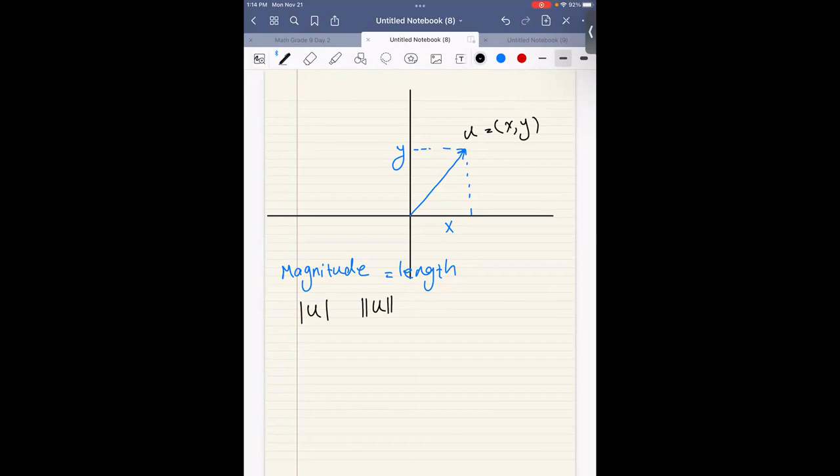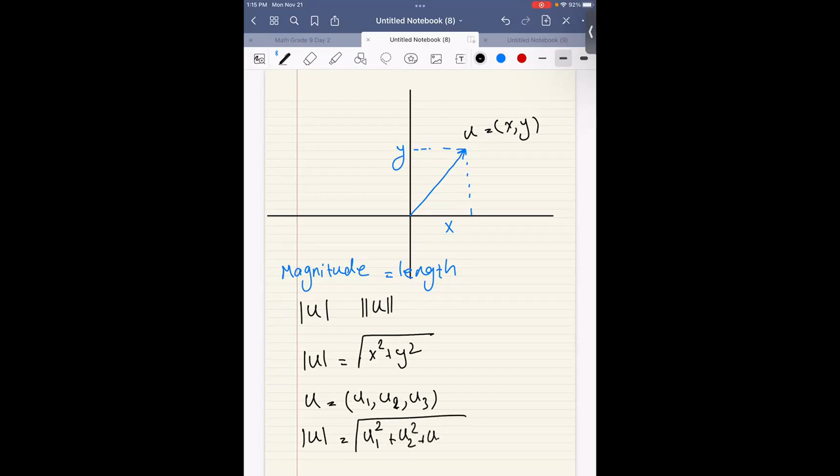So for example, in 2 dimensions, you just use the Pythagorean theorem. So the magnitude of u is equal to the square root of x squared plus y squared. If you have a vector in 3 dimensions, say u1, u2, and u3, its magnitude is given again by a similar formula, but here you have three components: u1 squared plus u2 squared plus u3 squared. And then you take the square root. Okay?